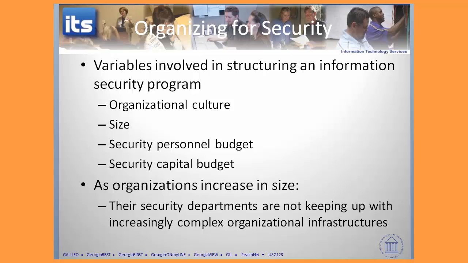Generally, as organizations increase in size, the security departments become more and more taxed in terms of trying to deal with that organizational structure and address all of those particular needs. All right, let's continue and look at some other considerations for organizing for security.